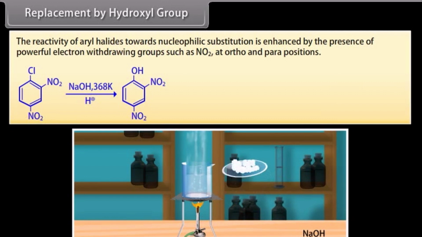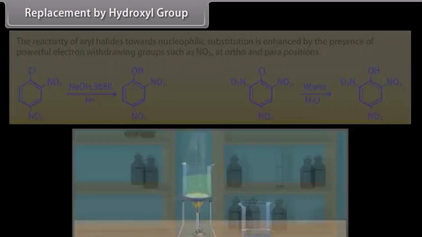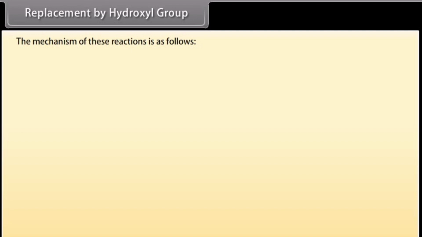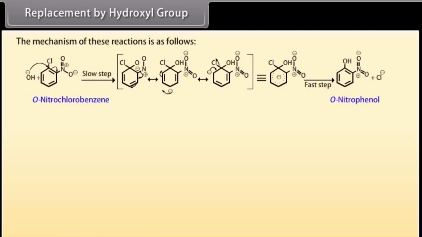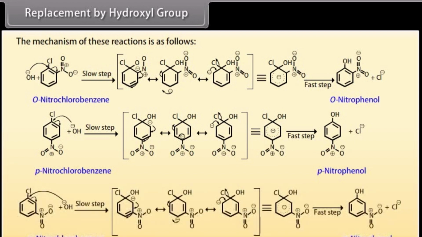The reactivity of aryl halides towards nucleophilic substitution is enhanced by the presence of powerful electron withdrawing groups such as NO2 at ortho and para positions. The mechanism of these reactions is as follows. Ortho-nitrochlorobenzene reacts with hydroxide ion and forms ortho-nitrophenol. Para-nitrochlorobenzene reacts with hydroxide ion and forms para-nitrophenol. Meta-nitrochlorobenzene reacts with hydroxide ion and forms meta-nitrophenol.